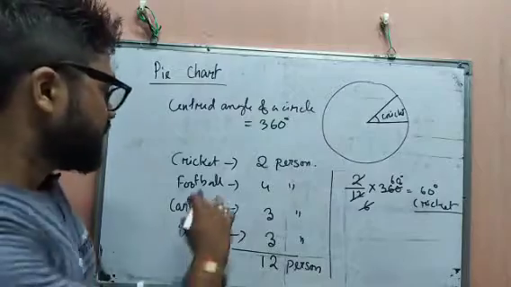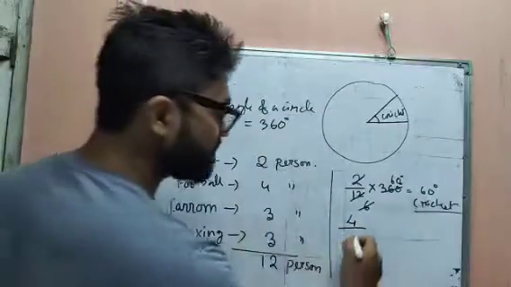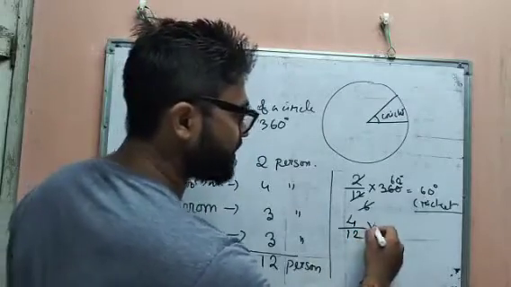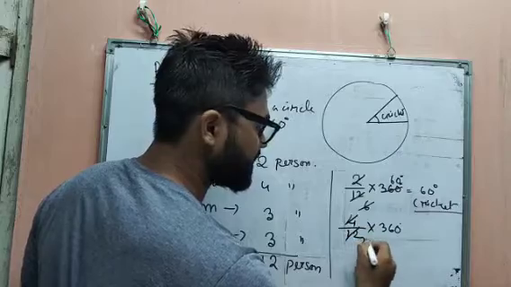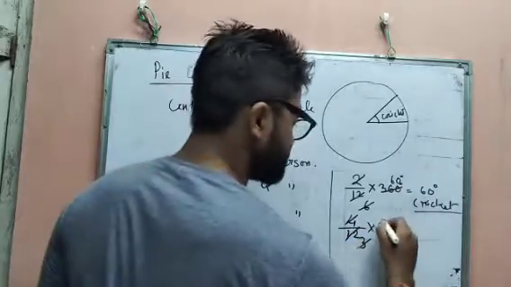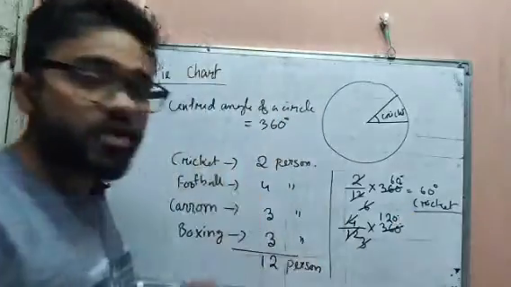After that, football. So football you have to represent with the total persons, which is how many? 12 persons. 12 into 360 degrees. So 4 divides 12 three times, and 3 times 360 is 120 degrees. So now you are getting 120.